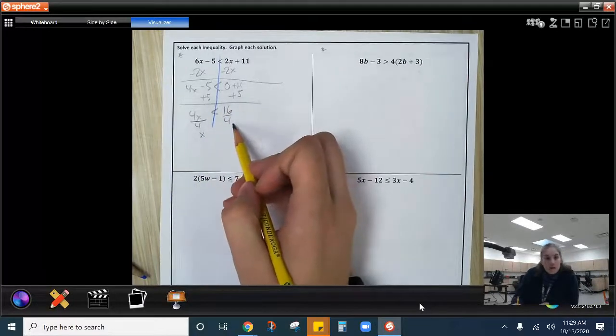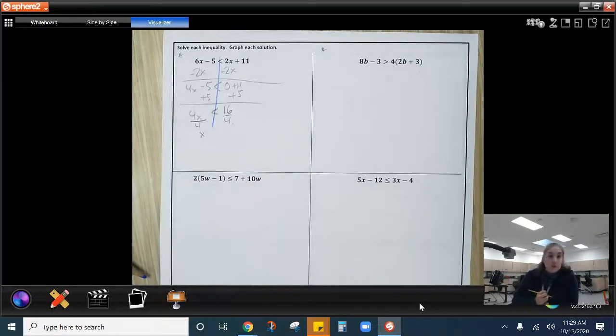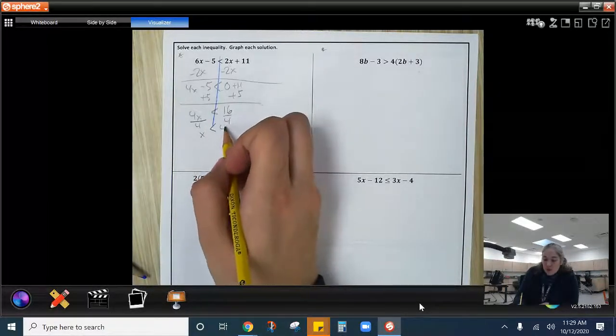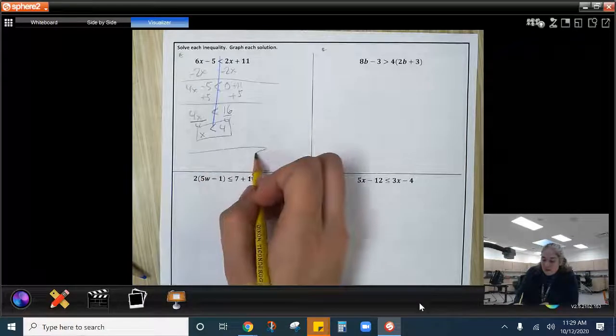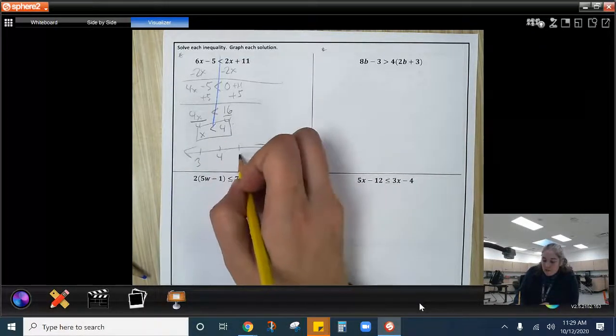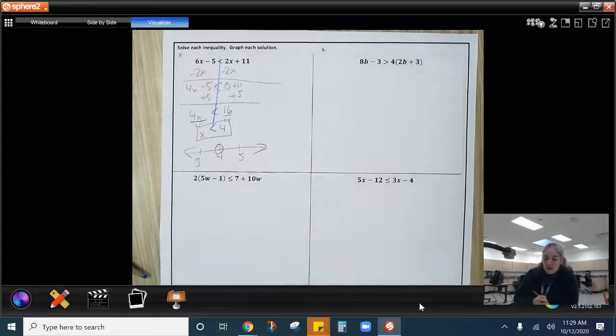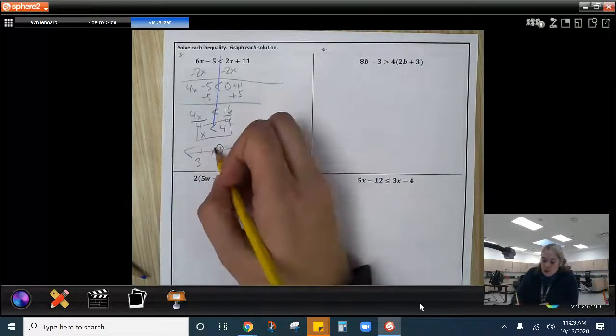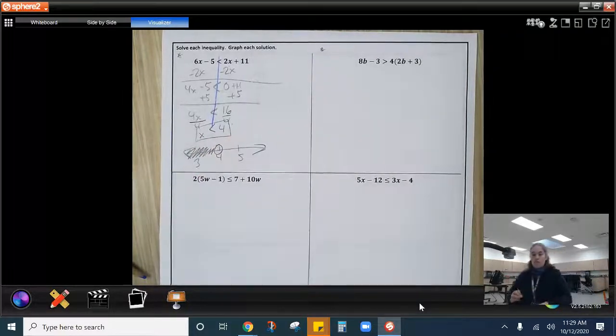Ooh, careful, was this a positive or a negative? Do I need to reverse my symbol, or do I leave it? In this case, I just leave. So 16 divided by 4 is 4. So I have x is less than 4. I draw out my little number line here. I start with an open dot, and then I need to decide which way to shade. And if I need to shade in the dot, is it equal to? No. So I leave it, and it looks like I am shading to the right.